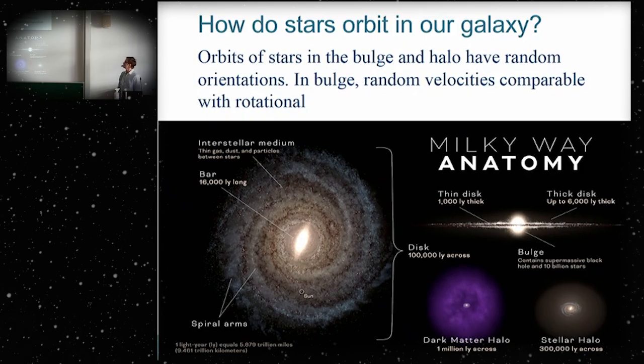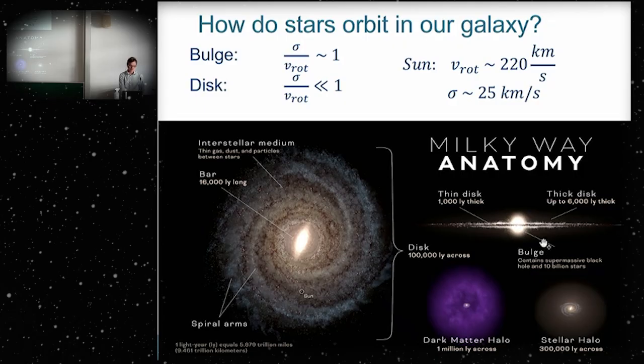Now, if you go to the bulge and the halo, this differs. The orbits of the stars have more random motions. In the bulge, though, there are also rotating stars. However, the velocity dispersion, the random motion, is on the same order as the rotational speed. So that's very different than in the disk. So to put it in this framework, in the bulge they have the same order, but in the disk the dispersion is much, much smaller, almost a factor of 10 smaller for the sun specifically.